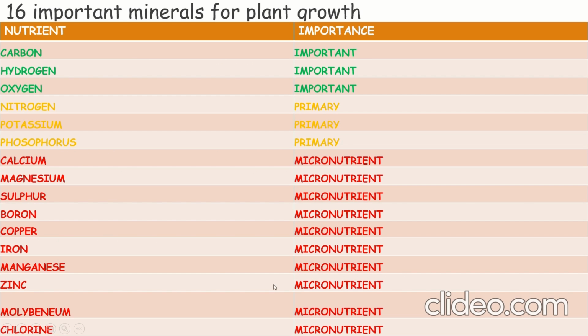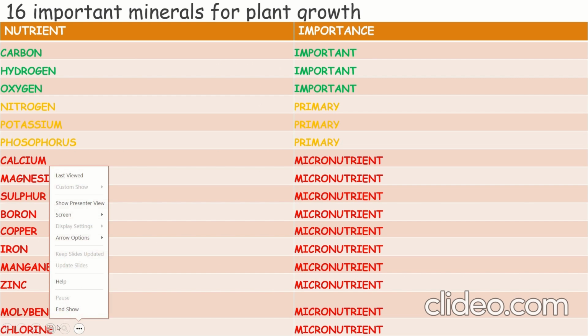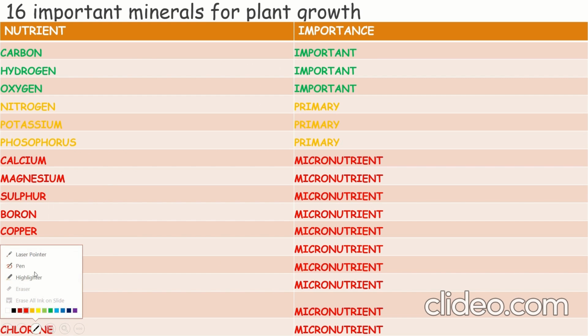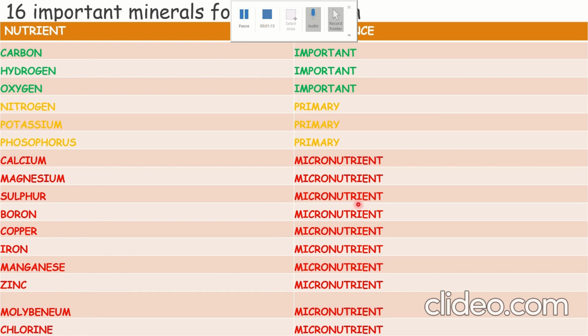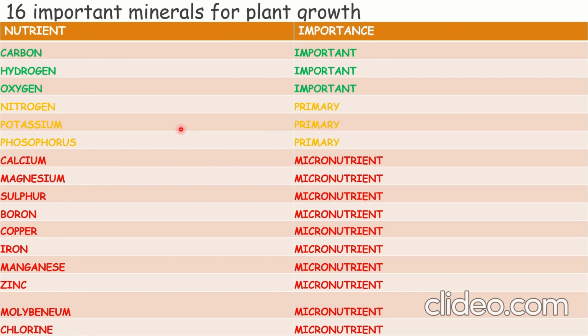So let's see. First comes carbon. Carbon is an important mineral. It has to be really abundant. Next comes hydrogen, which is also an important mineral. Oxygen is also an important mineral. So these three, carbon, hydrogen and oxygen, are the important minerals that are required and need to be found in large amounts.